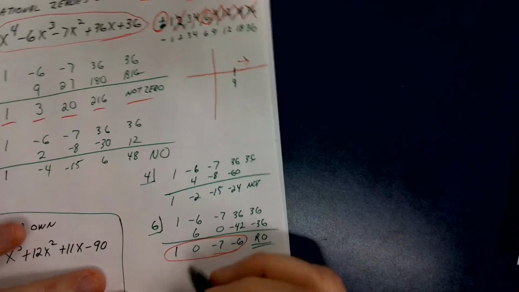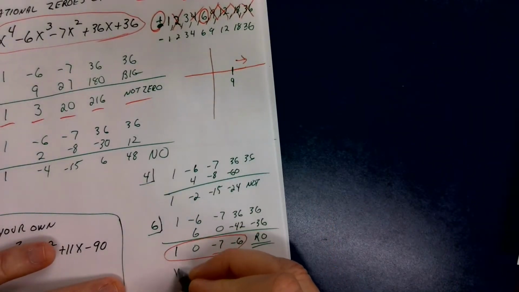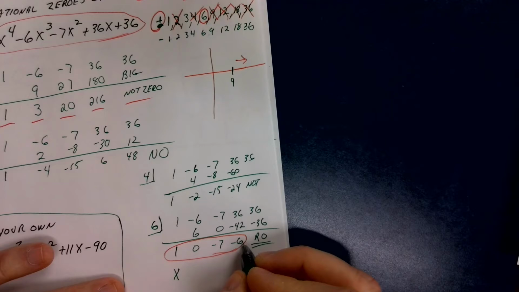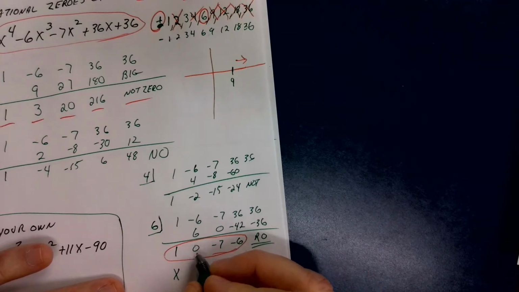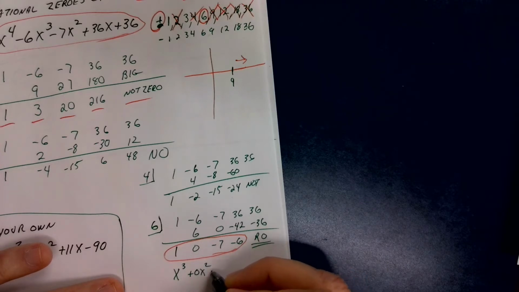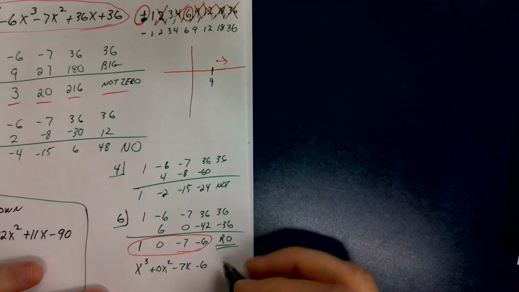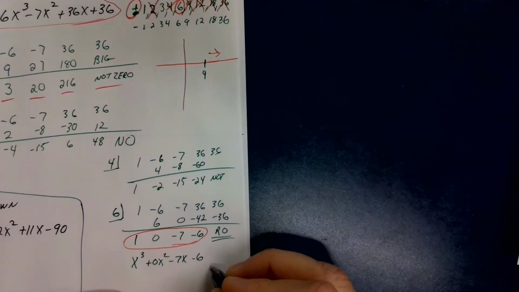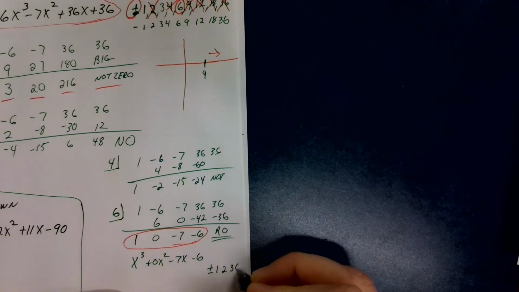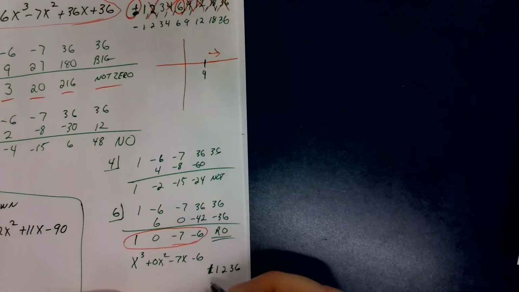So my new thing, because I was able to reduce it, able to divide it, I'm now looking at, right, this is my constant. So this is x cubed plus 0x squared minus 7x minus 6. And this has a whole bunch of different rational zeros, right? So now I have plus or minus 1, 2, 3, and 6. So let's do the positives there and the negatives here. 1, 2, 3, and 6.